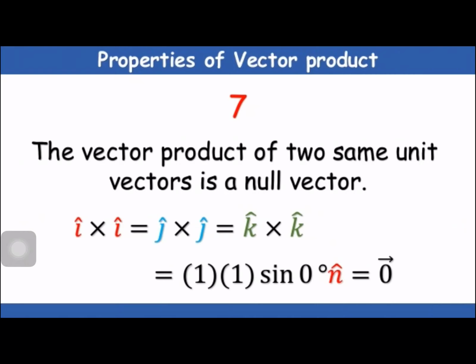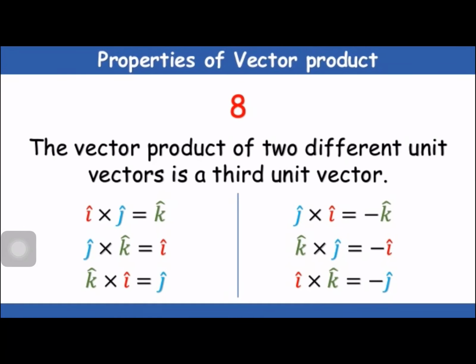The vector product of two same unit vectors, for example i cross i or j cross j or k cross k, equals 0. In the same way, i cross j equals k, j cross k equals i, and k cross i equals j. And the second thing: j cross i equals minus k, k cross j equals minus i, i cross k equals minus j.